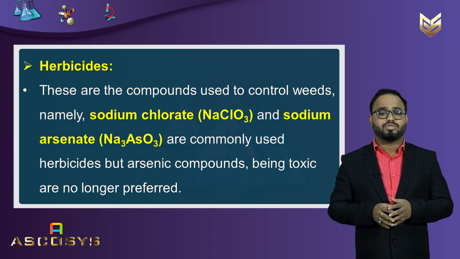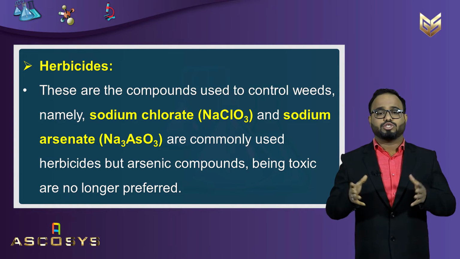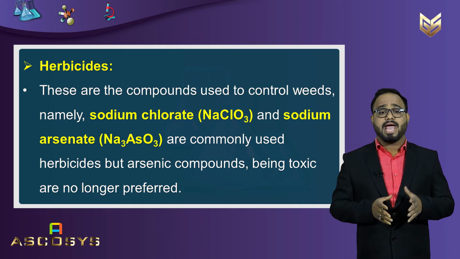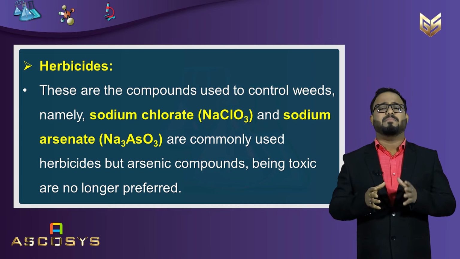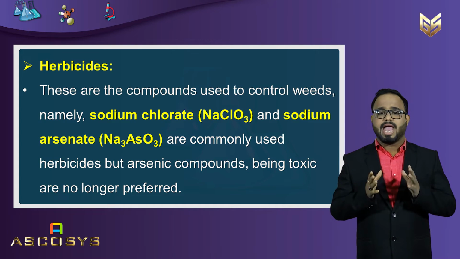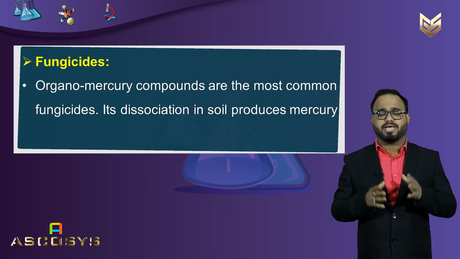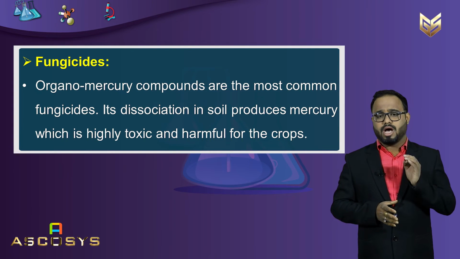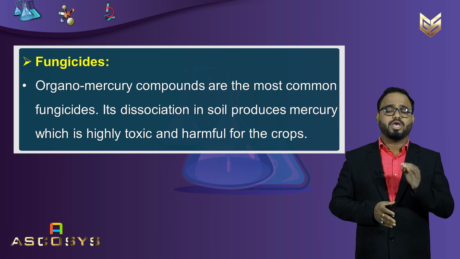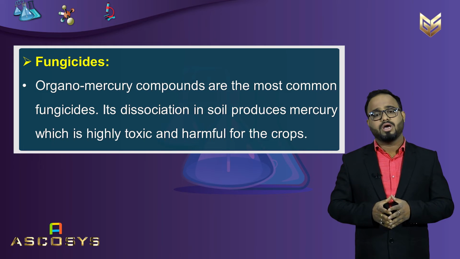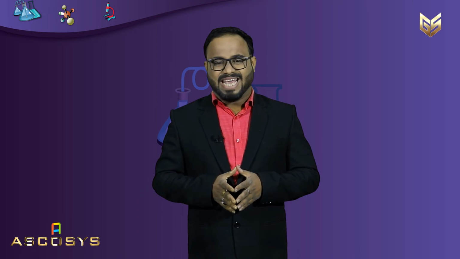Herbicides. These are the compounds used to control weeds, namely sodium chlorate, NaClO3, and sodium arsenite, Na3AsO3, are commonly used herbicides, but arsenic compounds, being toxic, are no longer preferred. Fungicides. Organomercury compounds are the most common fungicides. Its dissociation in soil produces mercury, which is highly toxic and harmful for the crops. So these were some major causes of soil pollution. In the next part, we shall discuss what are the important and harmful chemical pollutants.